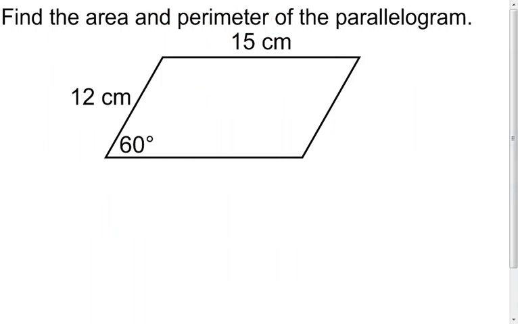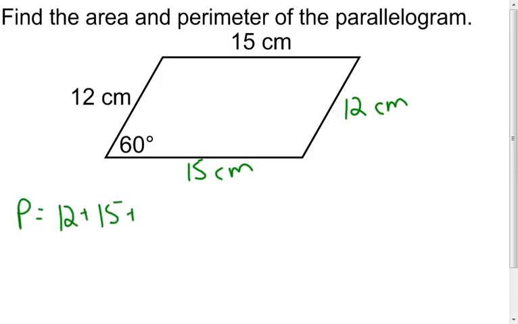Now my next one, very similar. For my perimeter, I'm just going to fill in my opposite sides, 12 centimeters there, 15 centimeters here. So for my perimeter, I'm going to add up all my side lengths, 12, 15, 12, and 15. I end up with 54 inches for my perimeter.